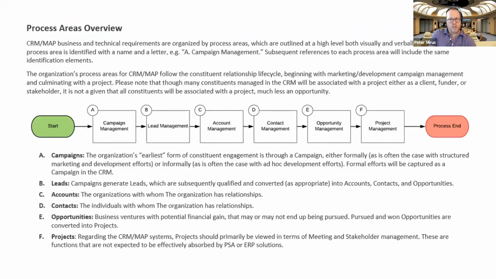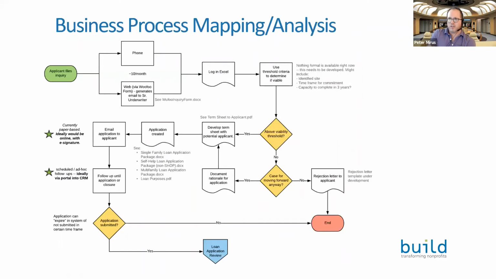And then ultimately, when you get into the details or phases of that constituent journey and start breaking it down into detail, this is where you might start seeing business process mapping and analysis, marking what's working, what's not working. You can see with the stars here, there are some identified areas for potential improvement in a future process.